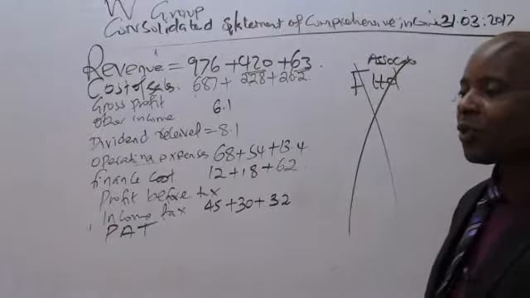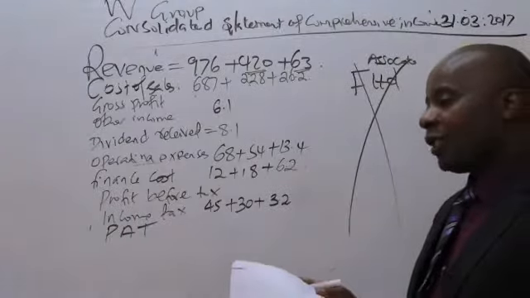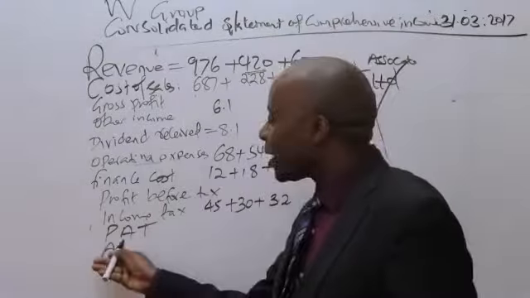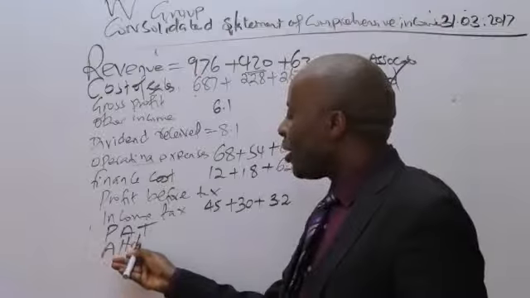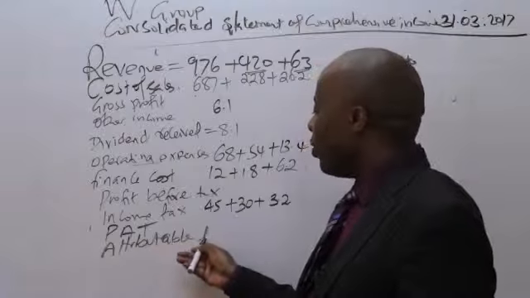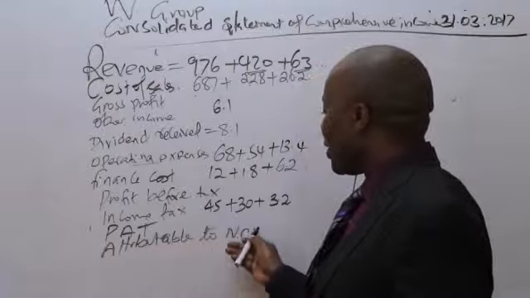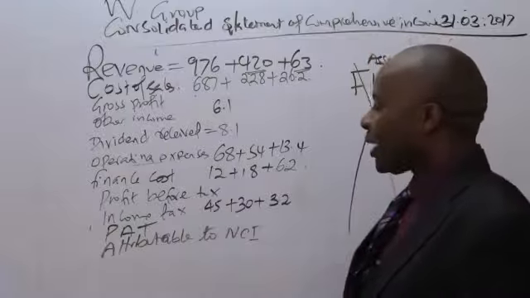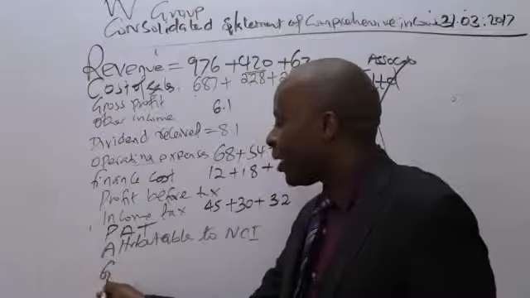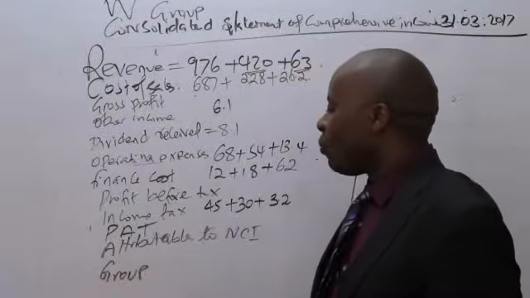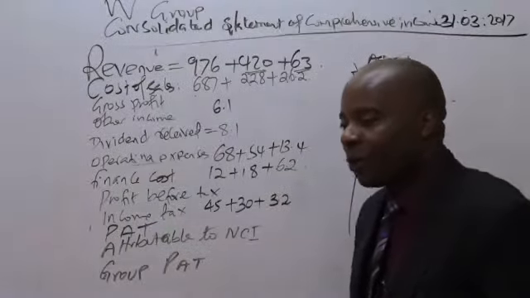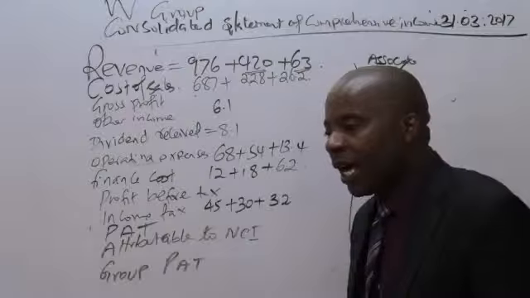Profit after tax. So this profit after tax, once you get this, you'll be able to deduct what is attributable to NCI. What is attributable to NCI, you'll be able to really get a working for that. And then now you will be able to get the group profit after taxation.